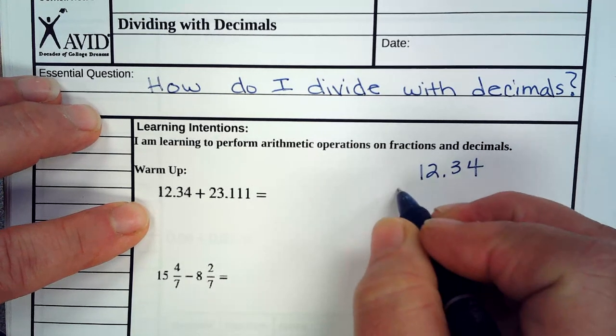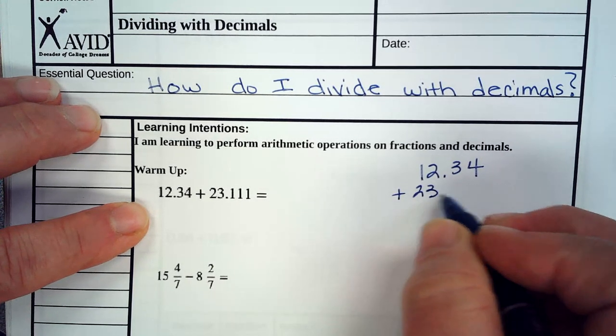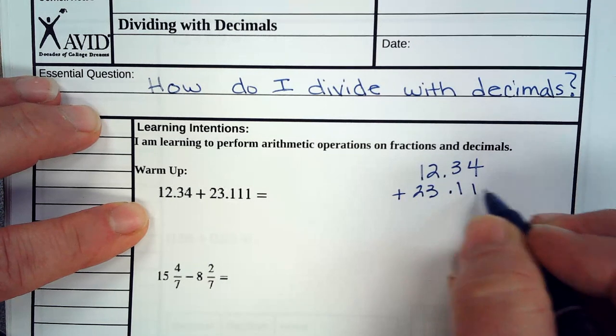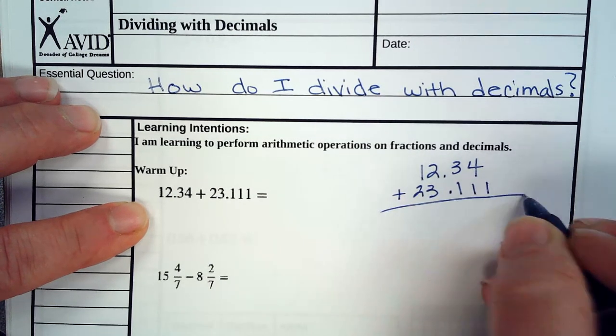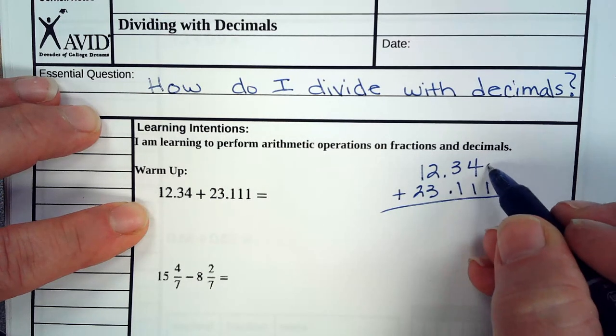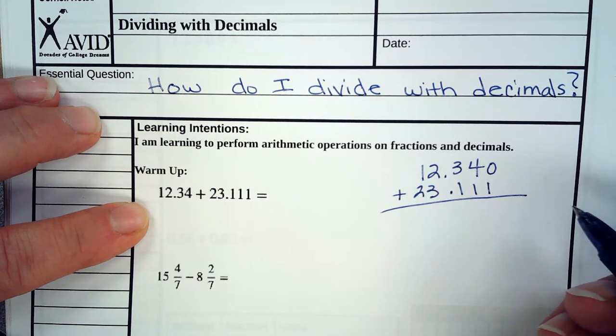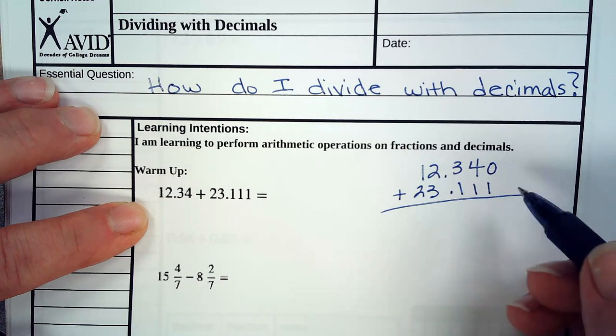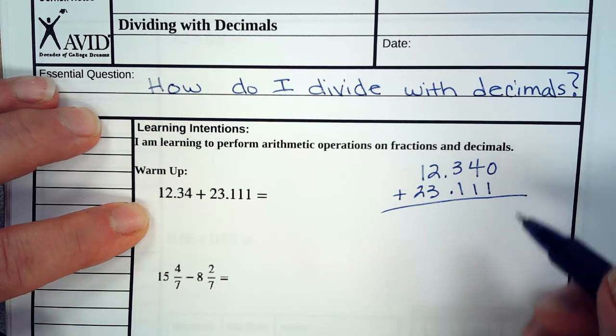12.34 plus 23.111. Everything's going to be straight. I don't have a number above this, so I'll put 0 as a placeholder to remind myself that it would be 0 if it was there.